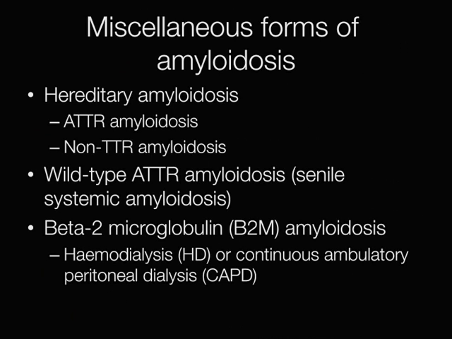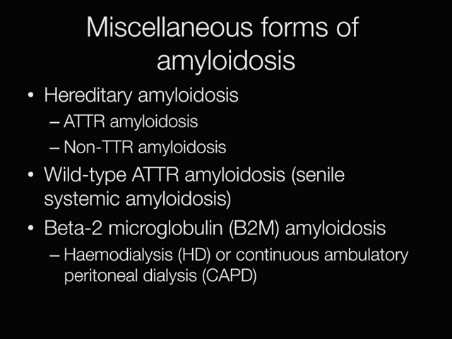There are other rare causes of amyloidosis. These include hereditary amyloidosis that may be subdivided into ATTR amyloidosis and non-TTR amyloidosis. There is also a wild type of ATTR amyloidosis, otherwise known as senile systemic amyloidosis.